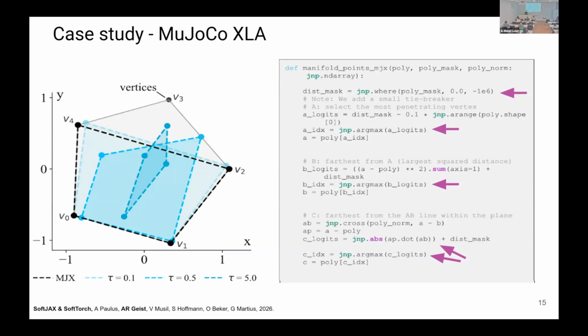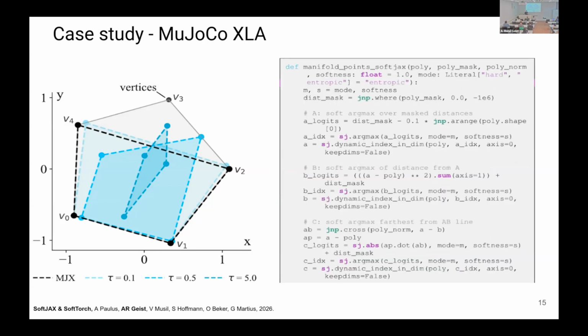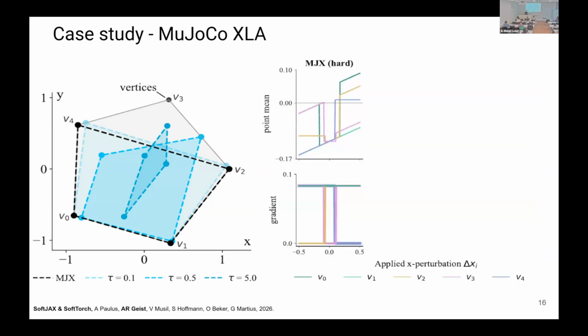If you look at this function, then you have a where operator, an argmax operator, and an absolute function, which could also introduce a kink depending on how you implement it. What you can do now is just replace all of these functions with SoftJAX. And the nice thing is, of course, now you can also play around with the different modes and see how your algorithm changes.